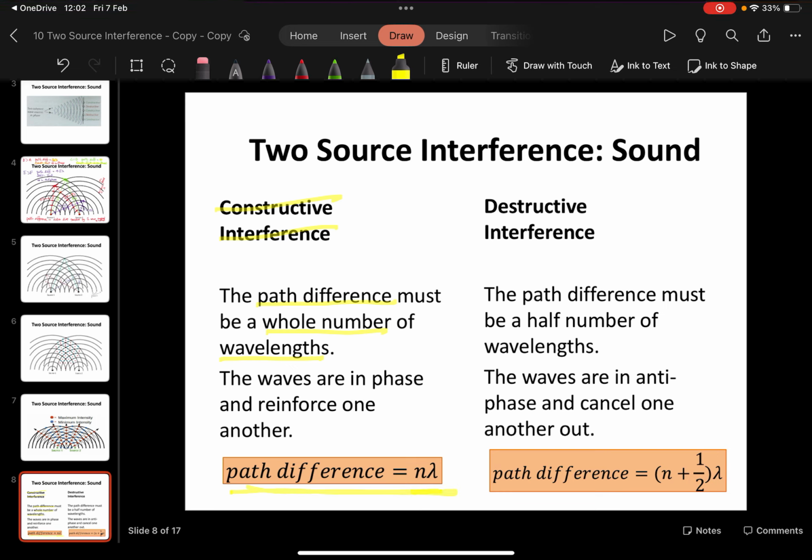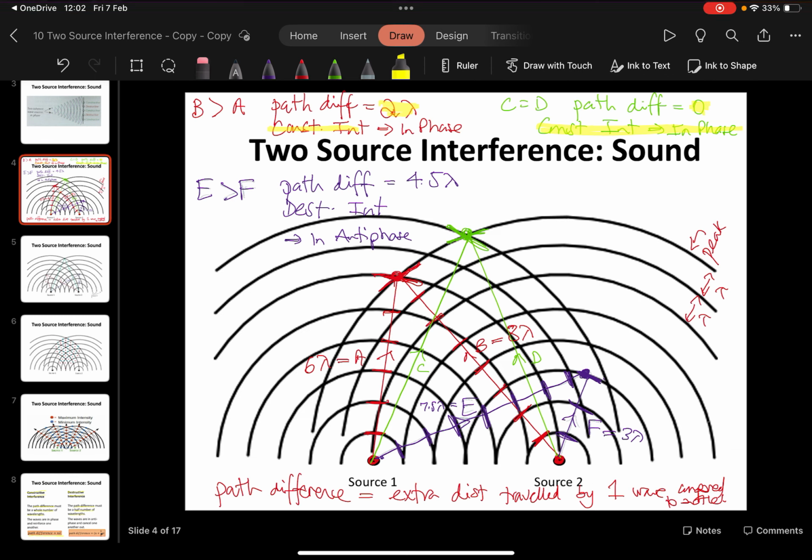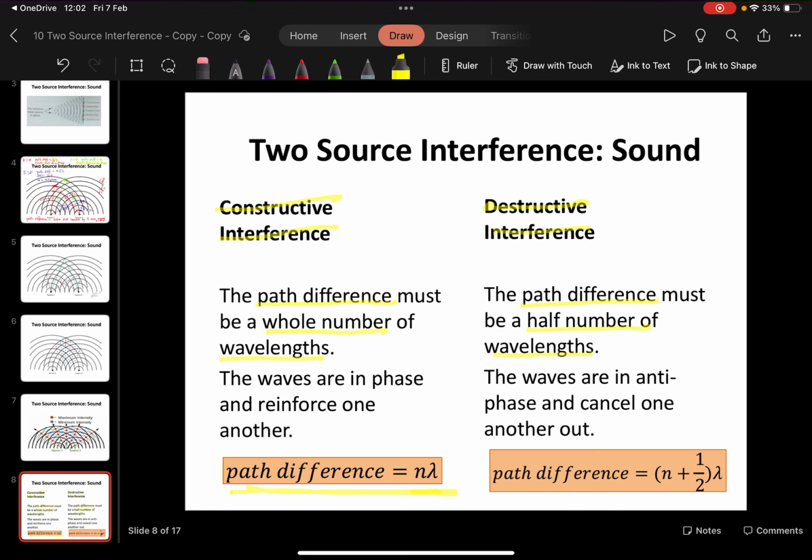In other words, one wave has had to travel a complete extra number of wavelengths compared to the other one. But for destructive interference, they need to be in antiphase, and the way that we achieve that is the path difference must be a half number of wavelengths different. And again, that's what we had with E and F, wasn't it? They were 4.5 wavelengths different.